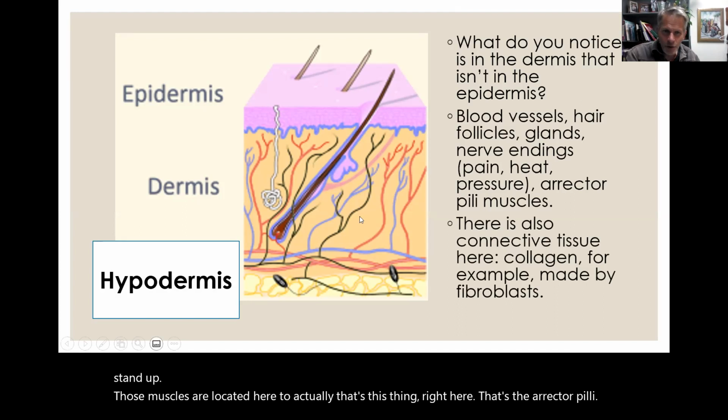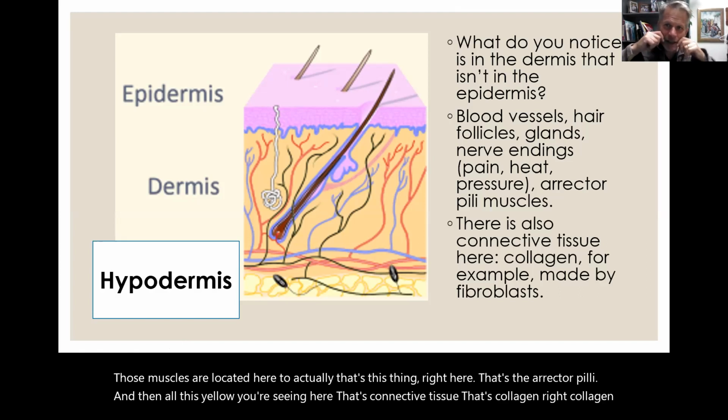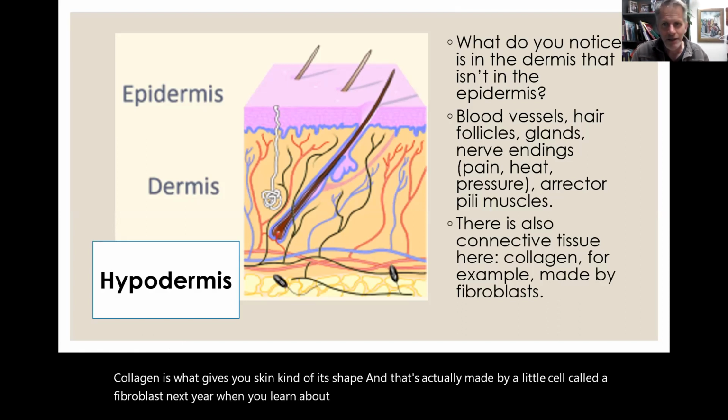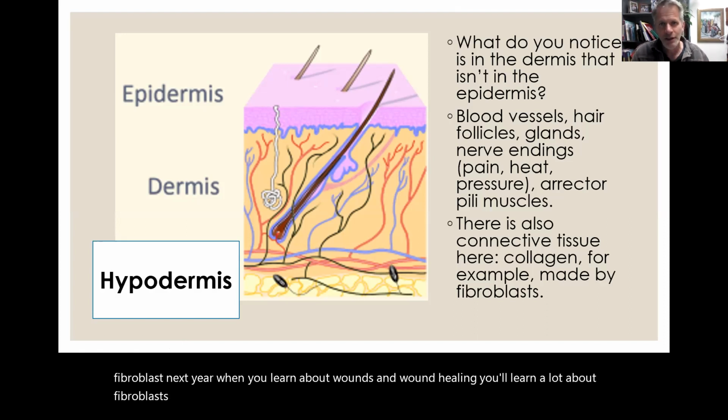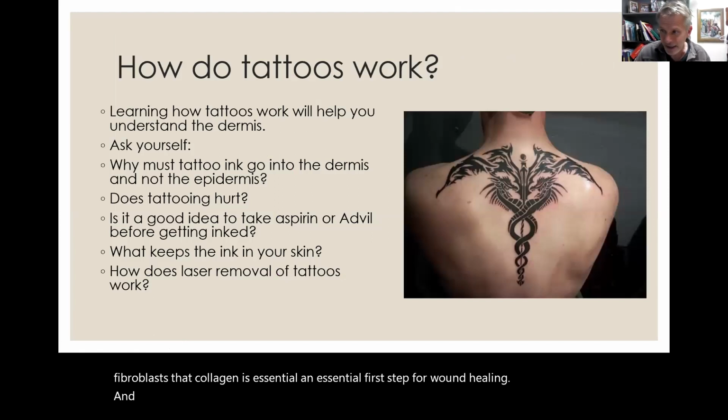And then all this yellow you're seeing here, that's connective tissue. That's collagen, right? Collagen is what gives your skin kind of its shape. And that's actually made by a little cell called a fibroblast. Next year, when you learn about wounds and wound healing, you'll learn a lot about fibroblasts. That collagen is an essential first step for wound healing. I think it's interesting. Plus, it helps you understand the dermis.